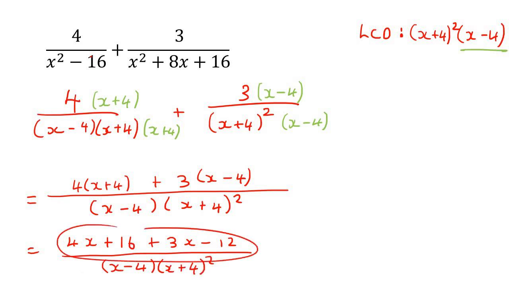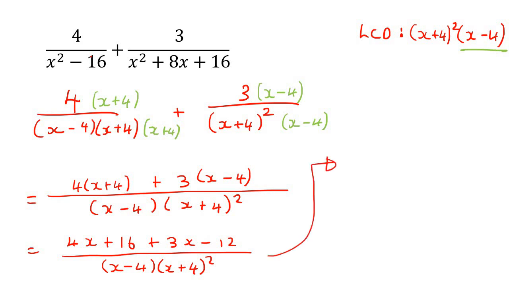Now we're just going to simplify this, so we're going to put the 4x and the 3x together, which would be 7x, and then the 16 and the 12 is just 4, and then there's nothing else we can really do, so the bottom will just stay like that.